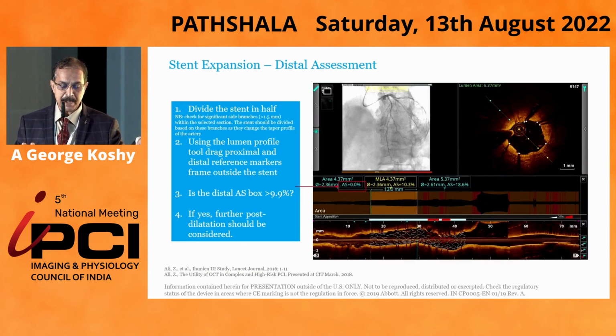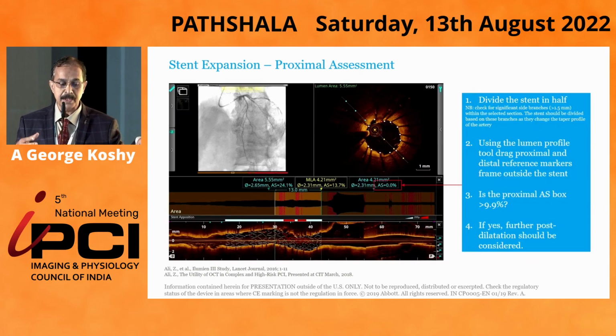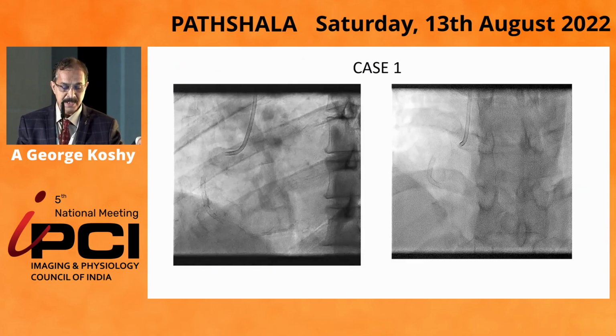And for the stent expansion, you look at the diameter as well as the area. If the distal area stenosis is more than 10%, it certainly requires correction with a non-compliant balloon. And proximally again, look at the proximal box. If the stent area here is 13.7%, that requires a correction.